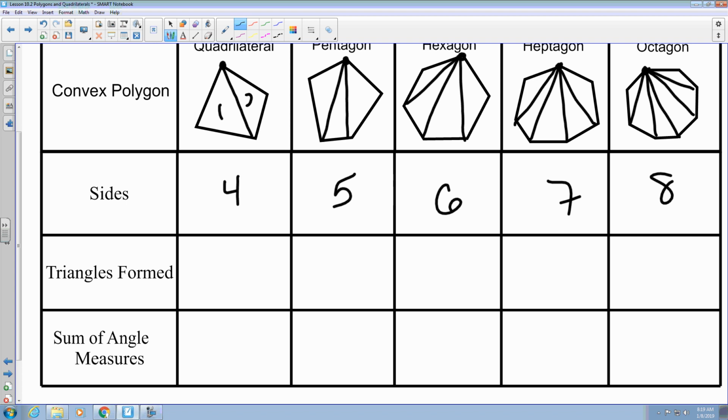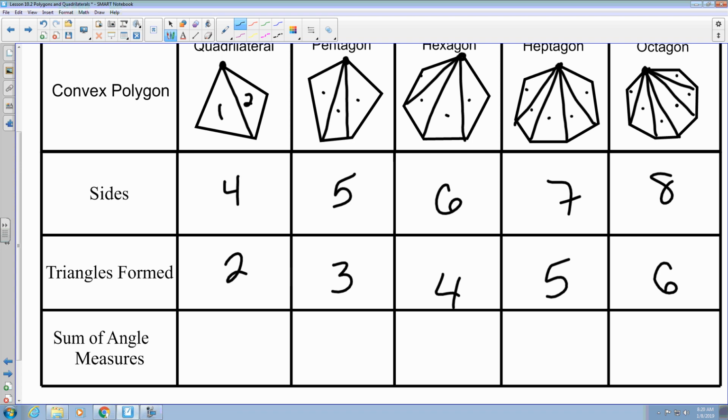I formed 1, 2 for the quadrilateral. I formed 1, 2, 3 for the pentagon. 1, 2, 3, 4 for the hexagon. 1, 2, 3, 4, 5 for the heptagon, and 1, 2, 3, 4, 5, 6 for the octagon. So now, how is that going to help us?